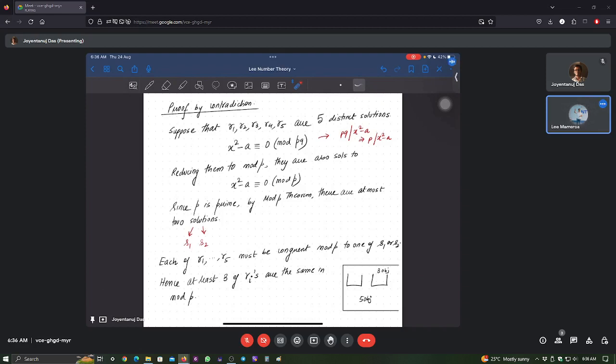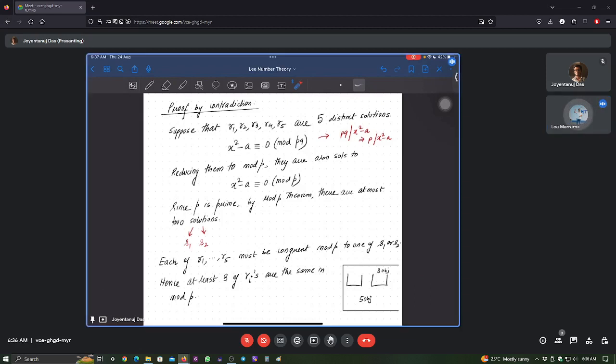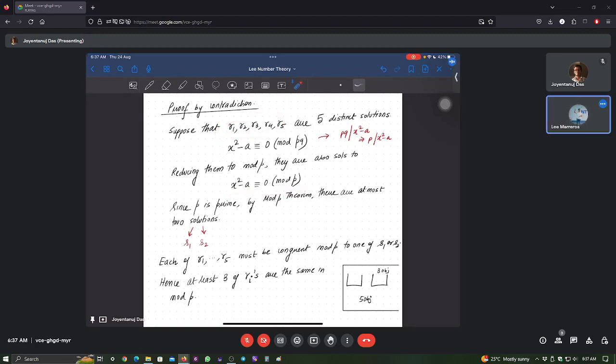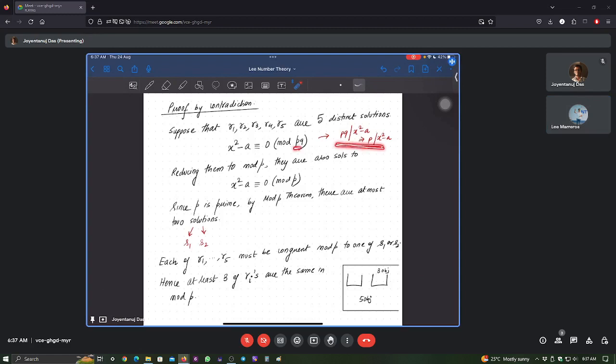Exactly. And then you're saying S1 and S2 have a relation with R1 to R5. So these are also solutions to this equation, right? Yes, because PQ divides this one. So this implies that P should also divide this one. That's why R1 to R5 are also solutions to this one.